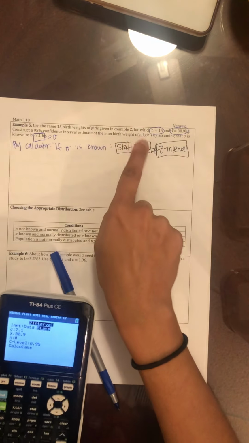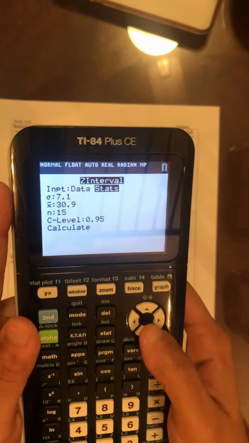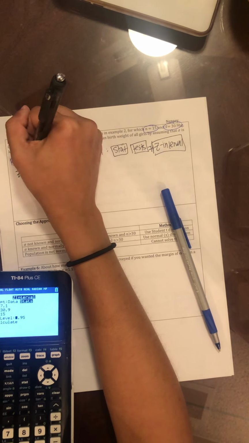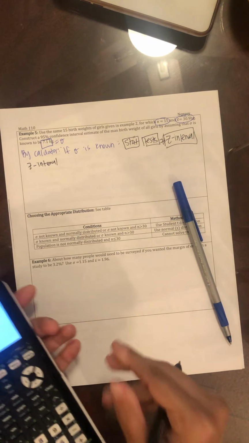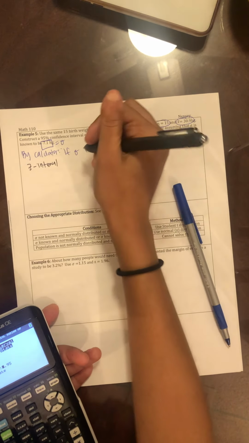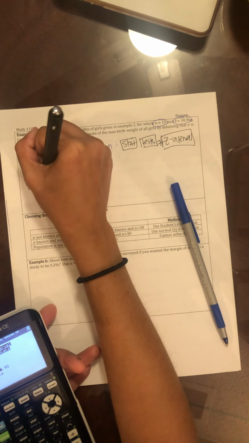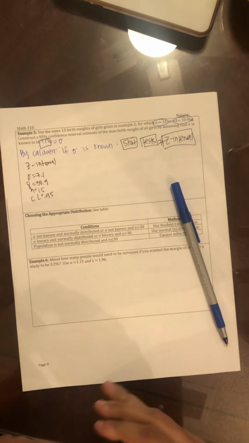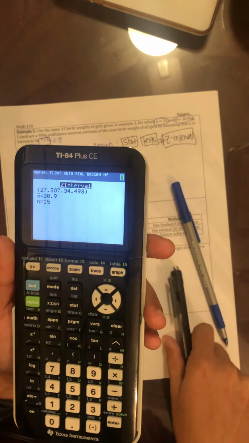My N, how many people was I looking at? I was looking at 15. And my confidence level was 0.95. Again, I do want to write all this out, so I do want to write what test I'm doing. You guys see all these tests. You're actually going to be doing every single test in this class. Slow and steady, we do every single one of these. So we're going to do Z interval. Sigma equals 7.1. X bar is 30.9. N is 15. Confidence level is 0.95. I'm literally writing down what I typed up, even though some of it was already filled in. I'm going to hit calculate.